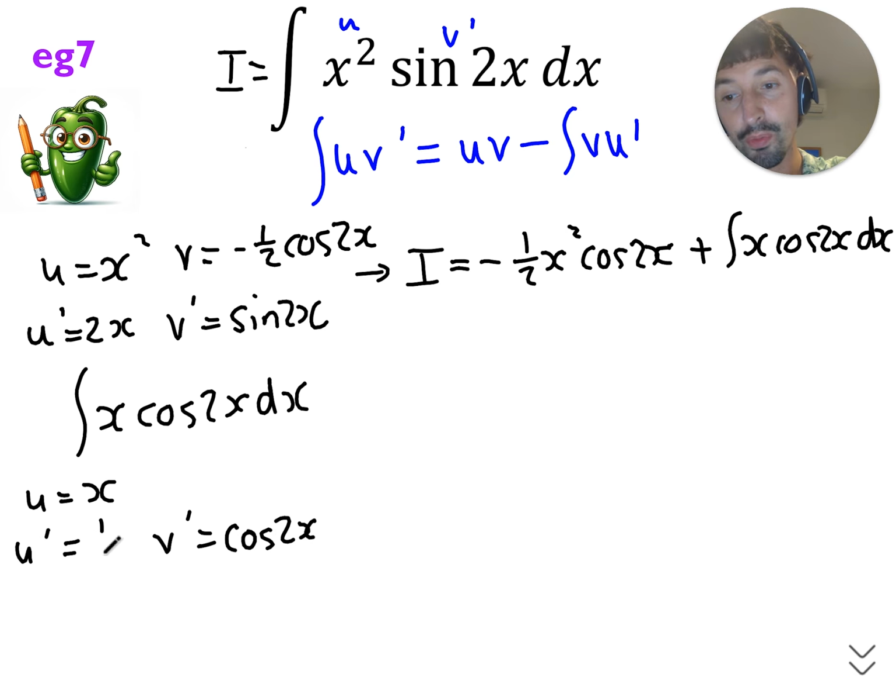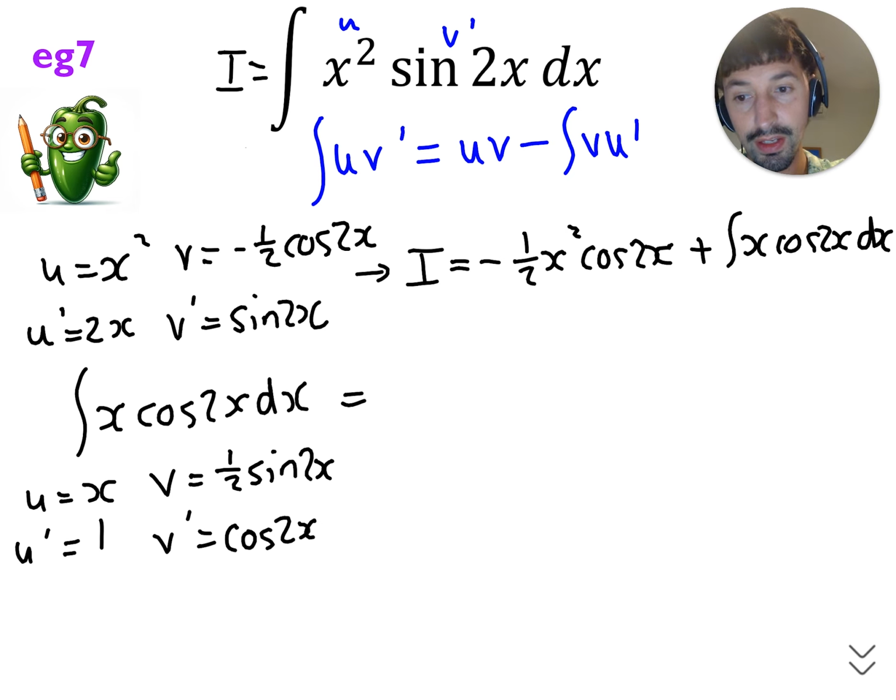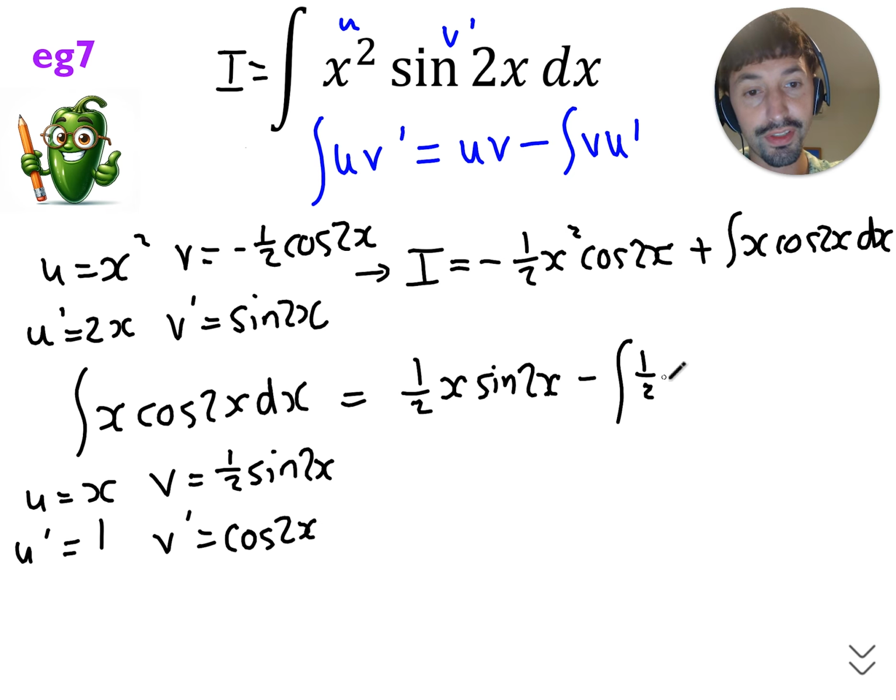u dash will be 1, and v, so let's use the idea reverse chain rule, so we need the half in there, cos integrates to sine, so you're going to get a half sine 2x. So this integral is going to become uv, so you're going to get a half x sine 2x minus the integral of a half sine 2x times 1. So it's going to become a half x sine 2x.